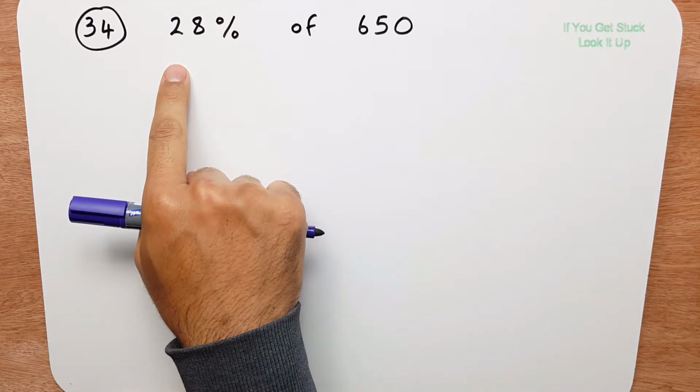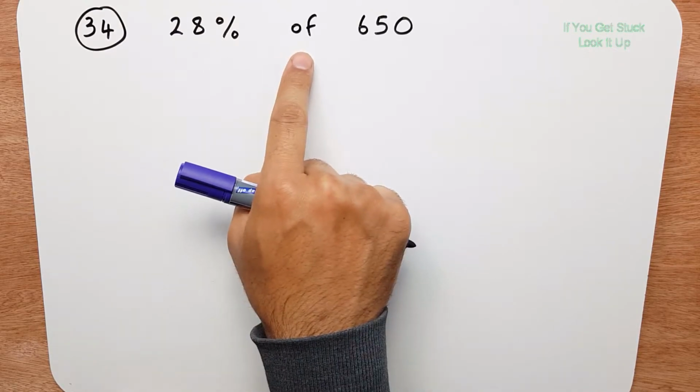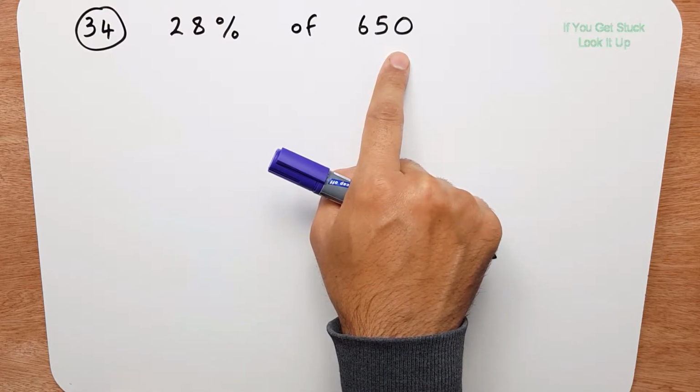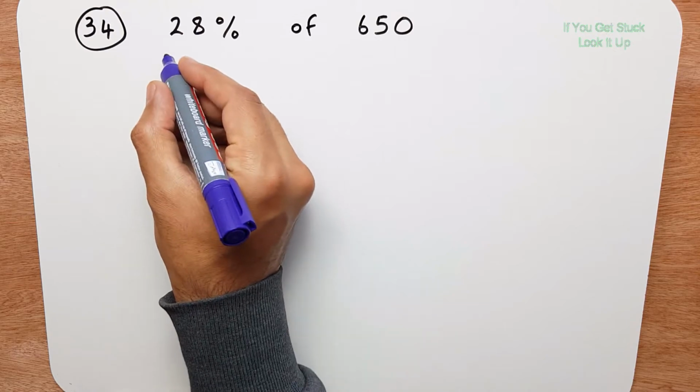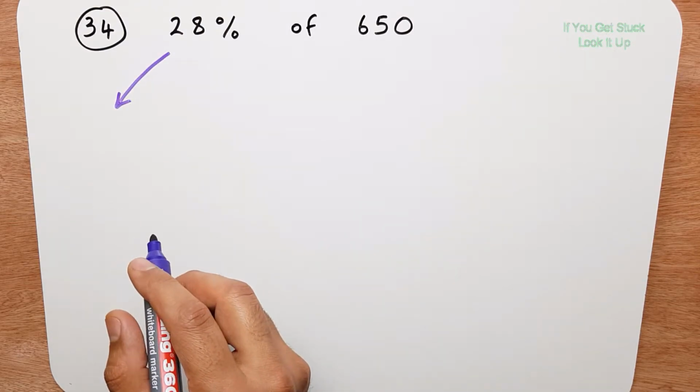Question 34, we're asked to work out 28% of 650. Now let me just quickly show you two different ways to tackle this.